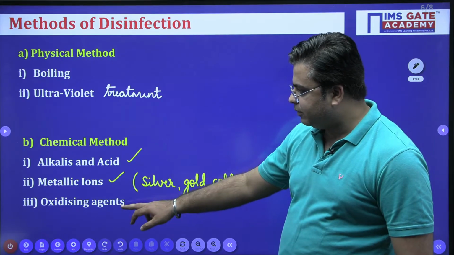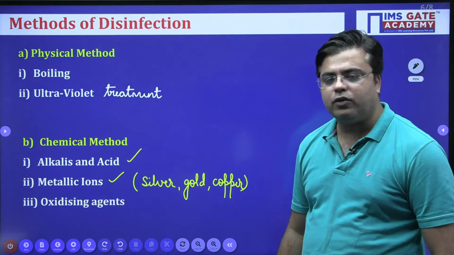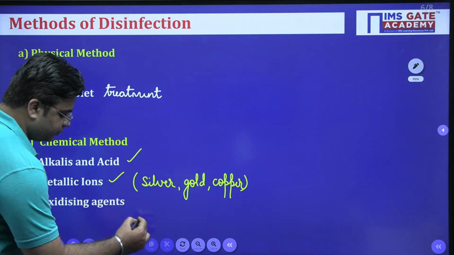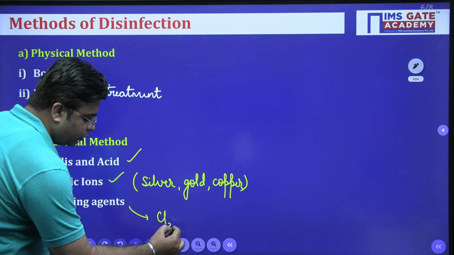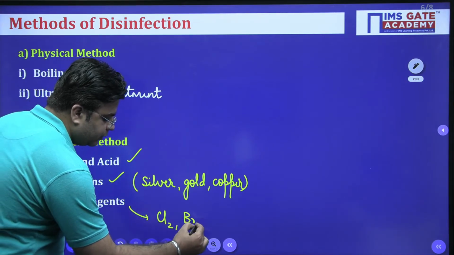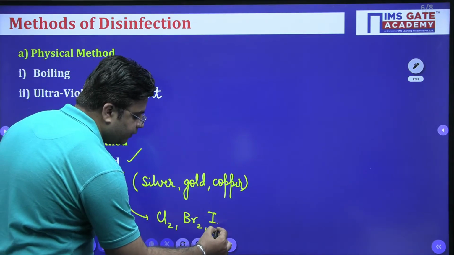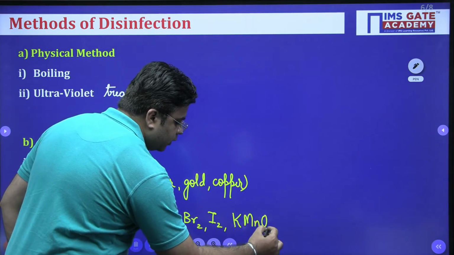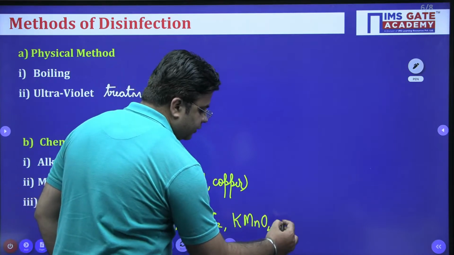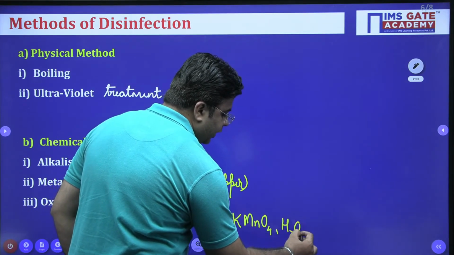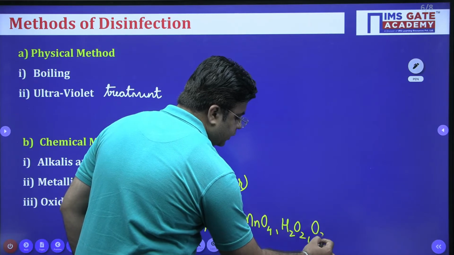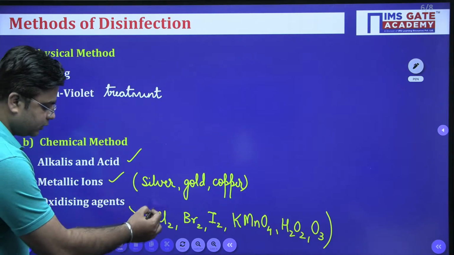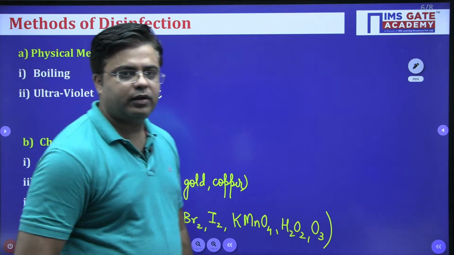The third chemical method is by the use of oxidizing agent. That is by the use of chlorine, bromine, iodine, then you have KMnO4, then you have hydrogen peroxide, then you have ozone, O3, right? All these are the chemical methods of disinfecting the water, right?